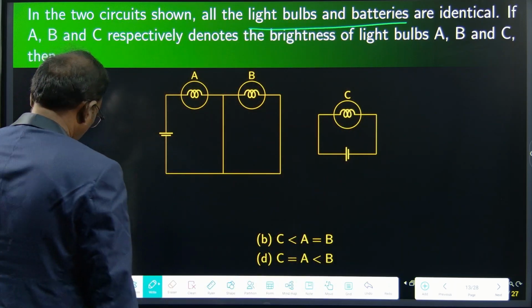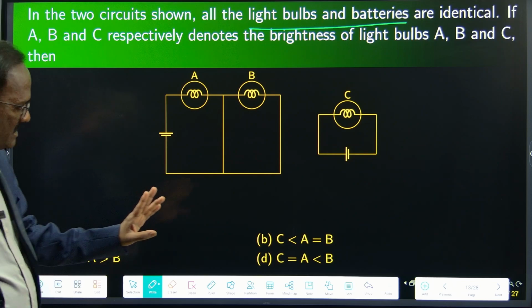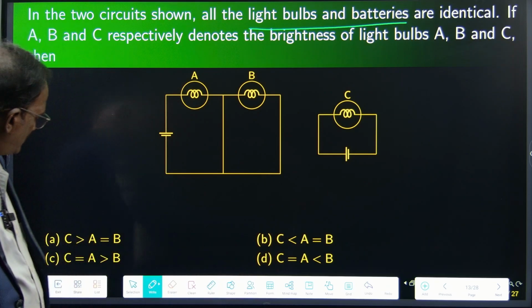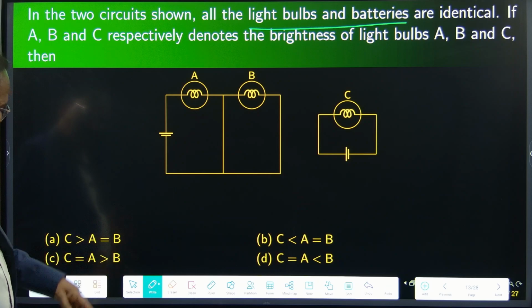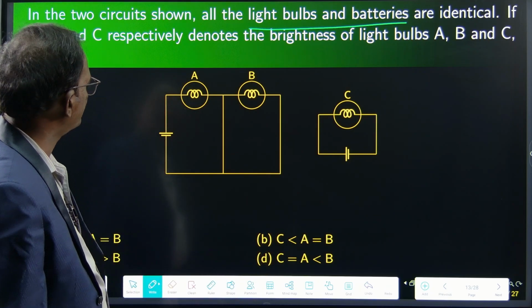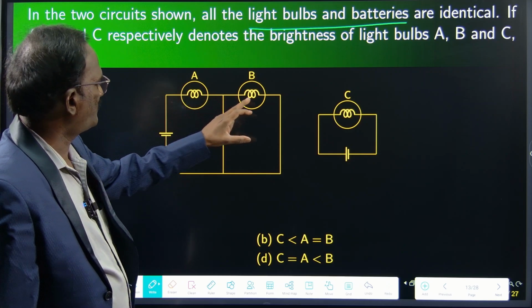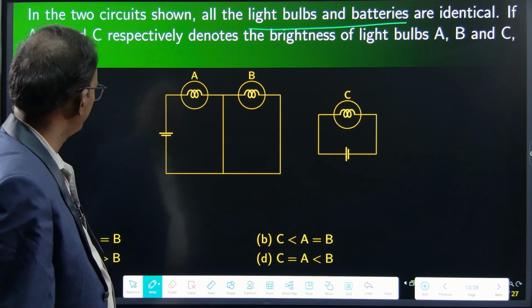The options: C is greater than A is equal to B. C is less than A is equal to B. C is equal to A greater than B. And C is equal to A less than B. Right. Power rating and voltage rating are the same for all the three bulbs.